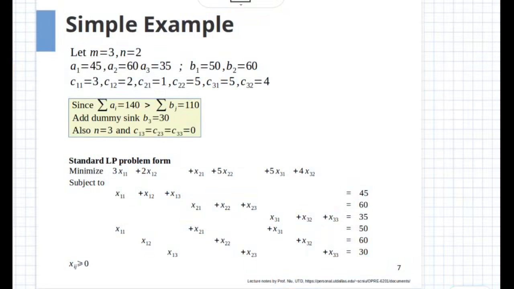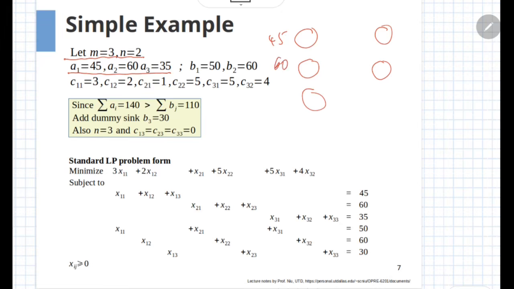Let's illustrate this discussion with a simple problem. Let's consider a case where m equal to 3 and n equal to 2. That means there are 3 origins and 2 destinations. The quantities at the origins are specified as 45, 60 and 35, and the quantities demanded are given as 50 and 60.